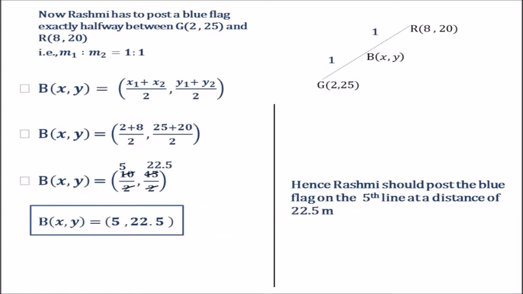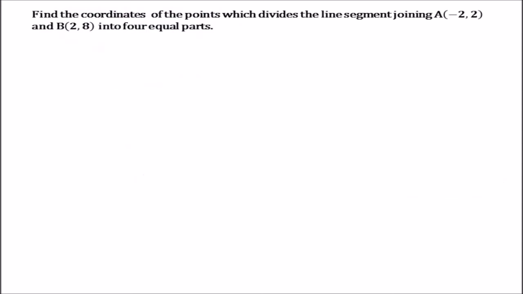The question is done. Now, the second question in this part is find the coordinates of the points which divides the line segment joining A minus 2, 2 and capital B 2, 8 into 4 equal parts. This question is pretty much similar to the one which we had done in the previous part. The only difference is in the previous part there were 3 equal sections. Now in this question there are 4 equal parts. In order to have 4 parts of a line segment, we need to break the line in 3 different points.